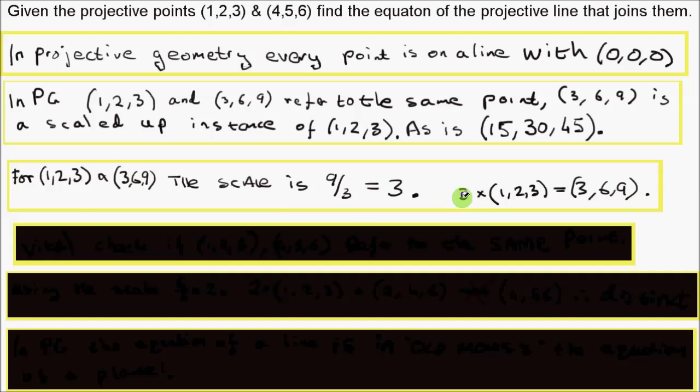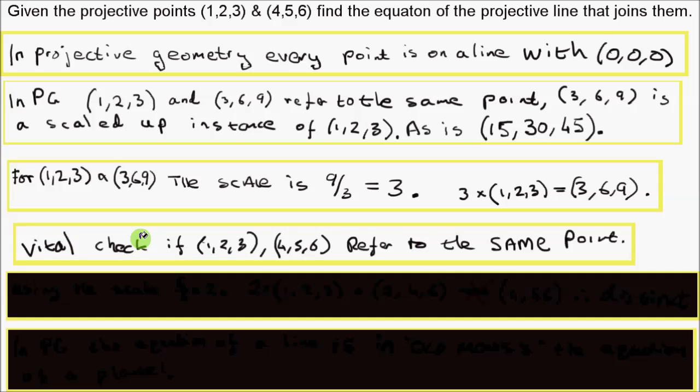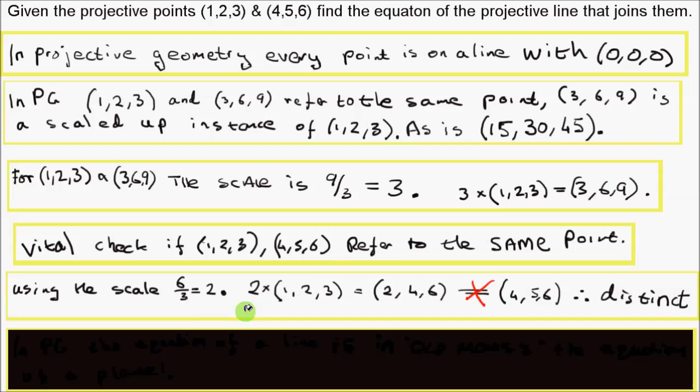This gives me a scalar. I multiply this scalar by the coordinates 1, 2, 3 and I get the coordinates 3, 6, 9. This shows that these 2 points are linearly related, and in projective geometry they are considered to be the same point. Now for our work on the points with coordinates 1, 2, 3 and coordinates 4, 5 and 6, it is vital that we check to see that these 2 coordinates in fact refer to the same point.